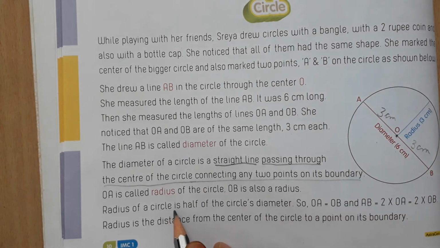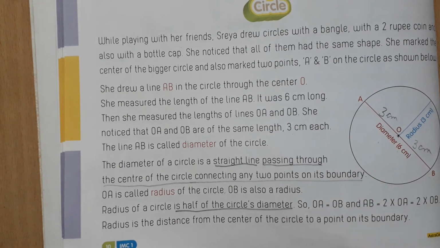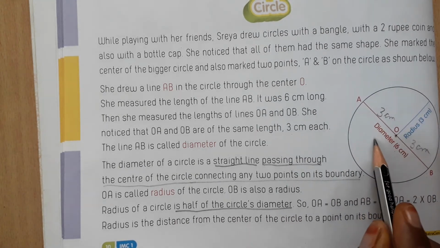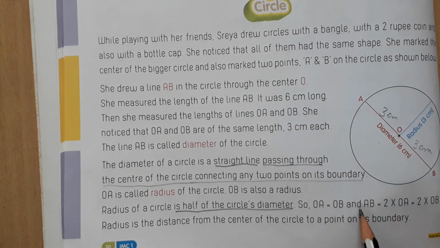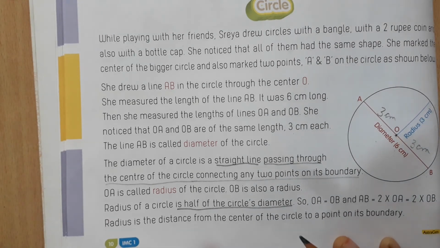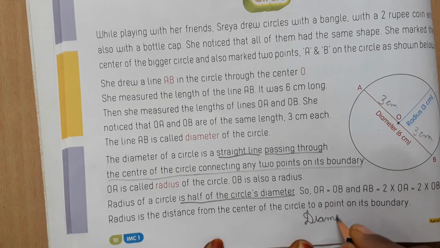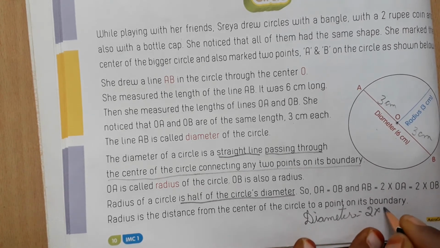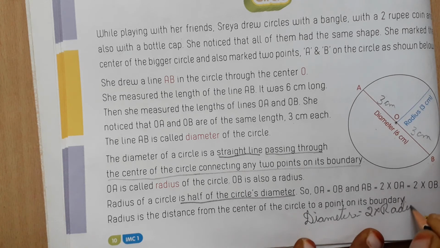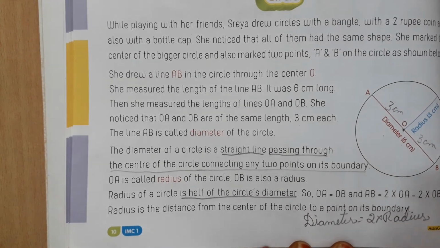A radius of a circle is half of the circle's diameter. Radius of the circle is half of the length of the diameter. OA equal to OB and AB equal to 2 into OA or 2 into OB. Means here diameter is equal to 2 into radius. Diameter equal to 2 into radius.